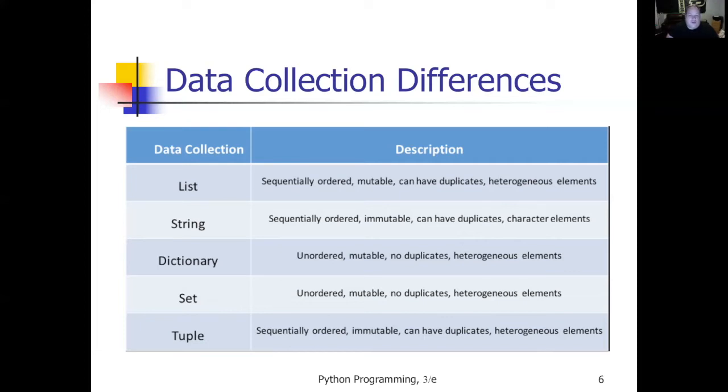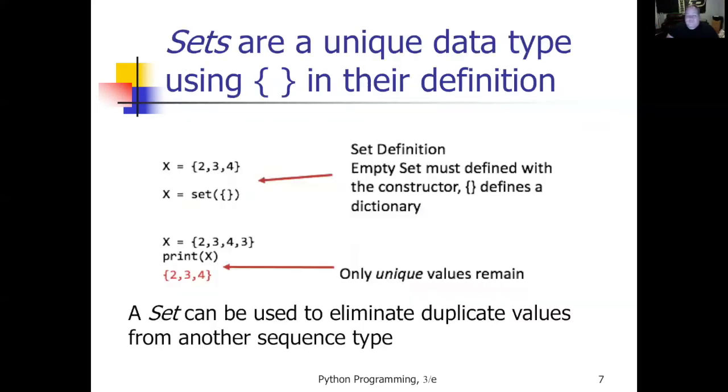So that's what we want to talk about today. Very specifically, we want to talk about dictionaries and sets. All right, so a set is a unique data type because, number one, it uses the curly braces or the term set in its definition. So if I said x equals curly braces 2, 3, 4, this is a set with these values in it.